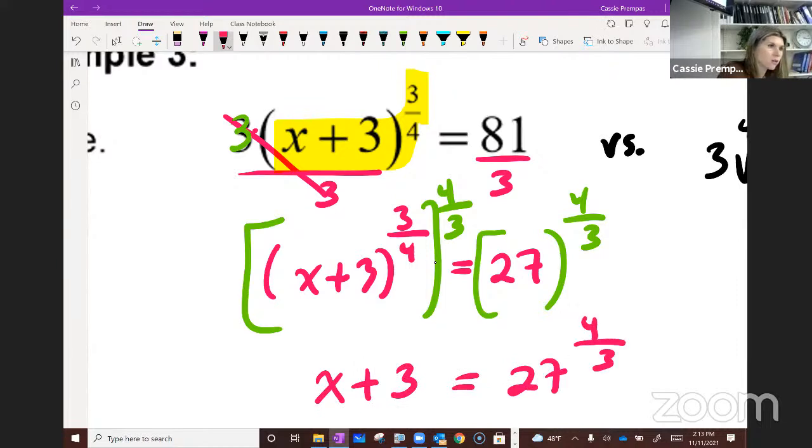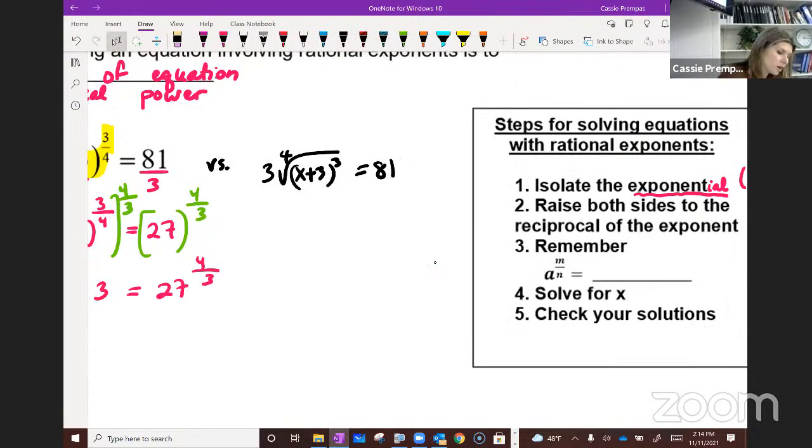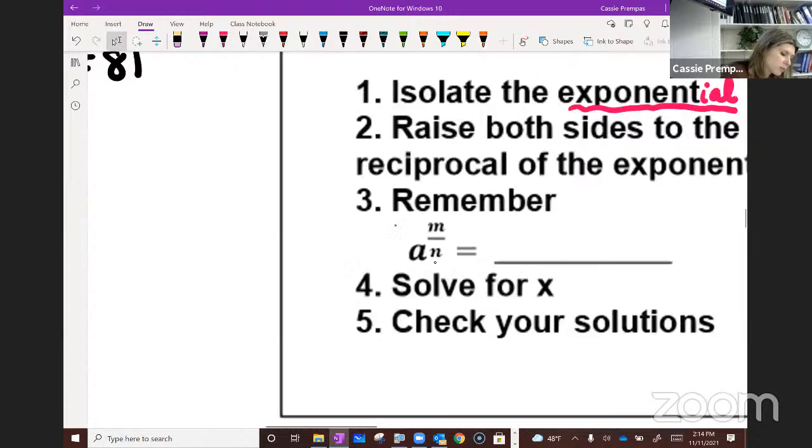Do we always have to raise it to the reciprocal? No, for like the next one? We'll get there. Let me go to the steps. Guys, this brings us to really step 3. You do need to remember this piece from the prerequisite chapter to be able to solve these.